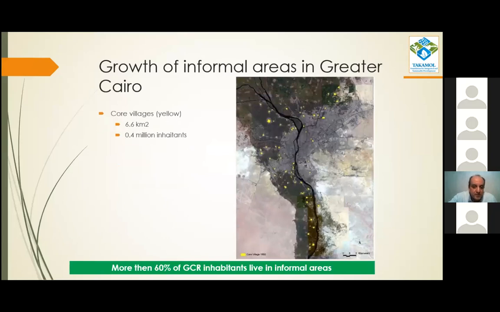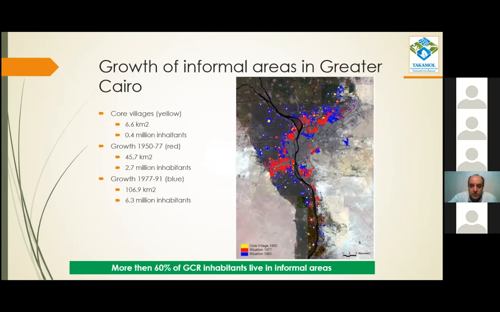So quickly, without looking at the numbers, we can look at the yellow spots. This was the core villages in the Greater Cairo region in the 50s. From the 50s to 1977, this was the growth of formal areas, the red spots. And then until 91, this was the blue spots. And then the green spots until the year 2000. So we have noticed the huge growth of informal areas in Egypt, which means that about 60% of the inhabitants of the Greater Cairo region live in informal areas.